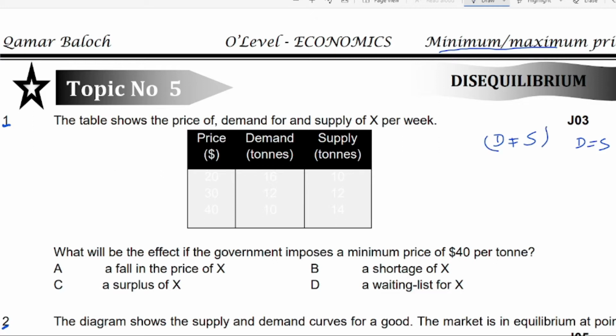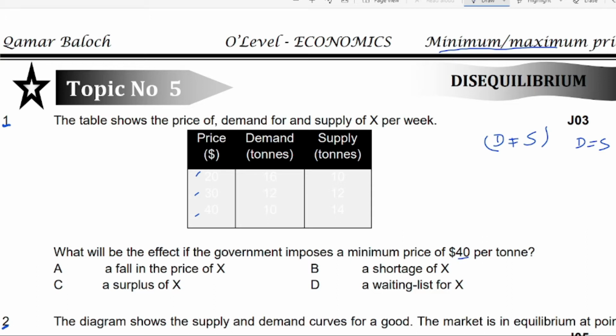So starting with the first question, the table shows the price, demand for and supply of X per week, and these are different prices. Price is 20, 30, hope you can see this, then 40, and these are different demands: 16, 12 and 10. Supply is 10, 12 and 14. Okay, so what will be the effect if government imposes a minimum price of $40?